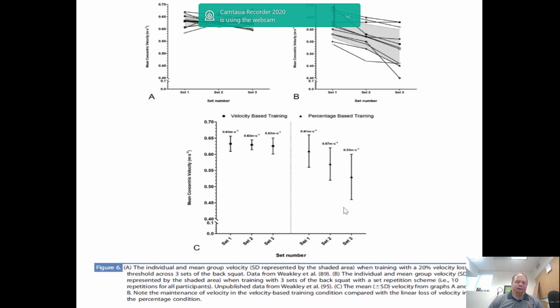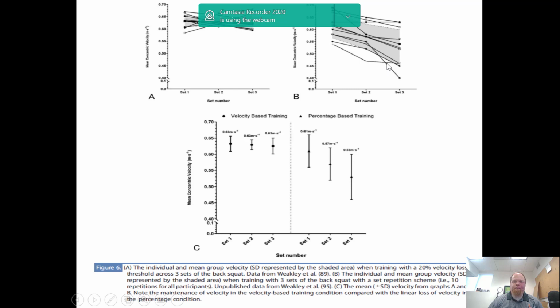Now here's something that's pretty cool. This is based on another paper that Jono had led and I was involved in. In A, this is the declination of velocity across 3 sets whenever they were regulated by velocity loss. And so we could see that this velocity did not drop off. It stayed pretty close to the same. Yeah, there's a little bit of a declination, but I don't think that these are going to be significant. And there was actually one person who increased, so they saw a potentiation effect.